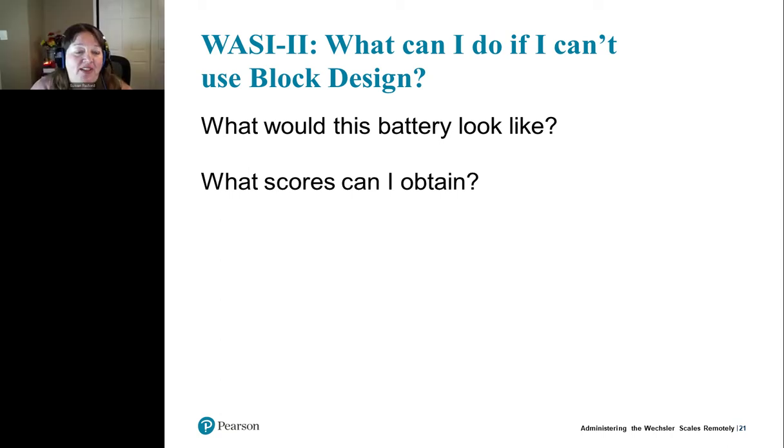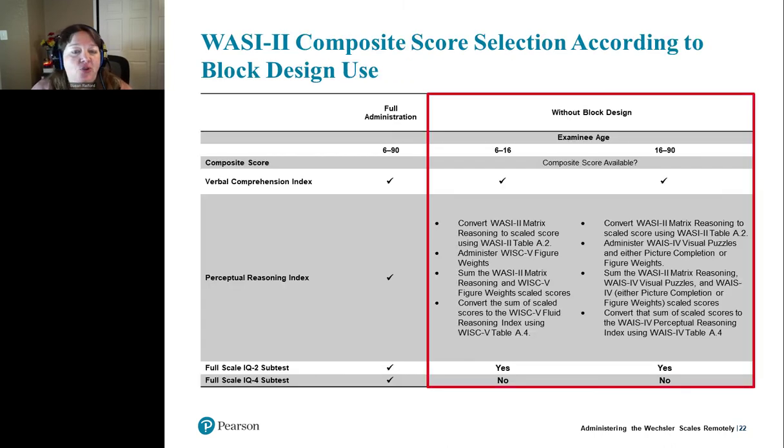We do have the WASI II available within the Q Global digital assets, and we do get this question a lot. There's only one scenario to go through here, but it depends on the examinee's age. With a full administration, we can get a verbal comprehension index and a perceptual reasoning index, and either the full scale IQ 2 subtest or 4 subtest.